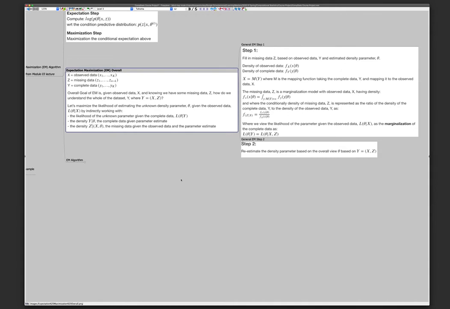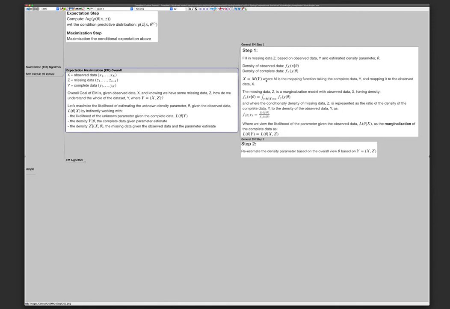And then just EM overall using the lexicon from Module 3. We've got the likelihood, but want to address it indirectly instead of directly. So this goes through a lot of the stuff that was out of the class notes.